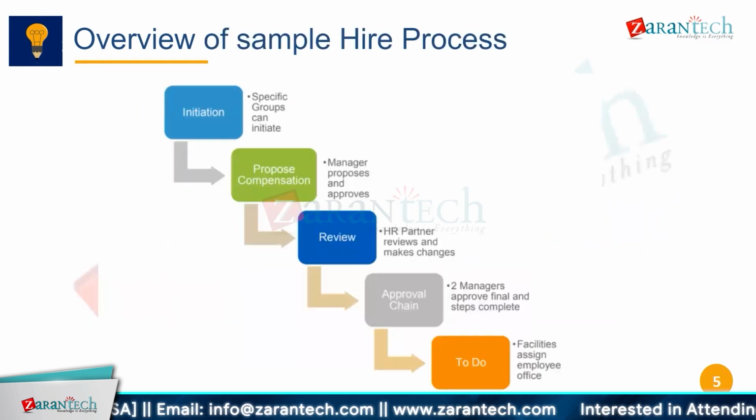So, an overview of a sample hire process, such as initiation. The specific group can initiate. Propose compensation: the manager proposes and approves. Then review: the HR partner reviews and makes changes. In the approval chain, two managers approve as final steps, and then the steps are completed. To do: facilities assigns the employee an office.